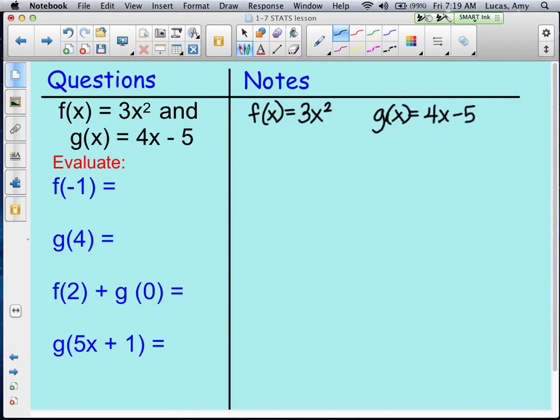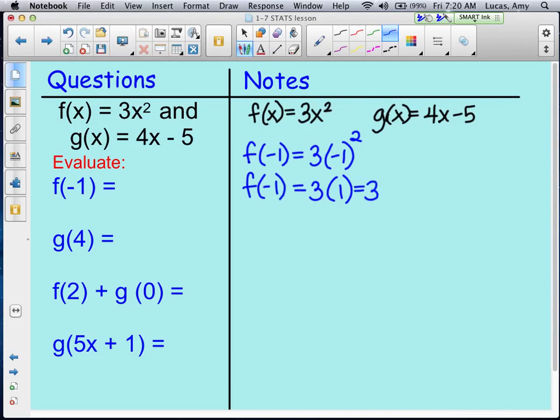Okay, so the first one, f of negative 1, I'm going to plug in negative 1 for x. Now, using the order of operations, I know, PEMDAS, that exponents come before multiplication. I also know that negative 1 squared means negative 1 times negative 1, which is going to turn it into a positive 1. So, f of negative 1 equals 3.